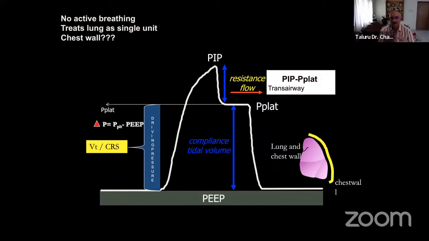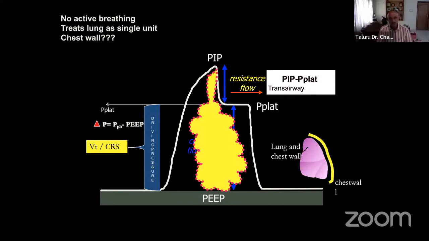Otherwise, if there is an issue, it is the issue of the primary pathology. And this is something you have to remember. See, this diagram you remember. The difference between PIP and plateau is the resistance component. We call this trans-airway pressure. And this from plateau to PEEP is the alveolar or the chest wall component. You have to remember. And most of the times, if it is a chest wall, it will be very obvious.